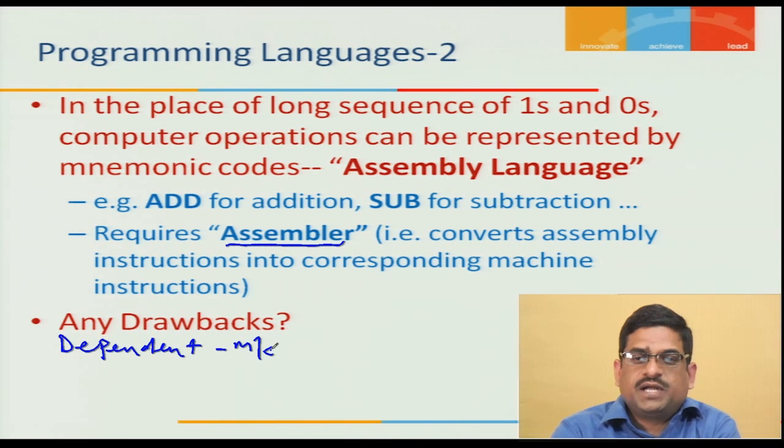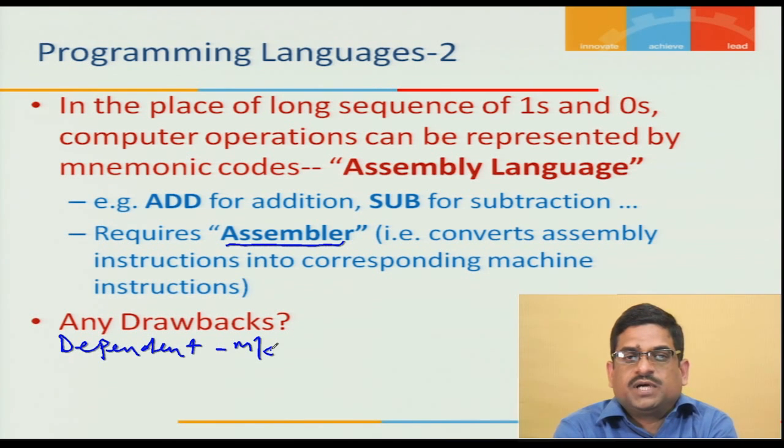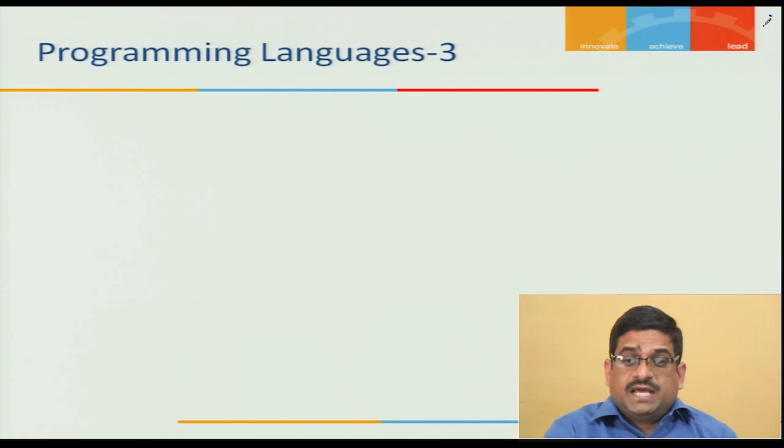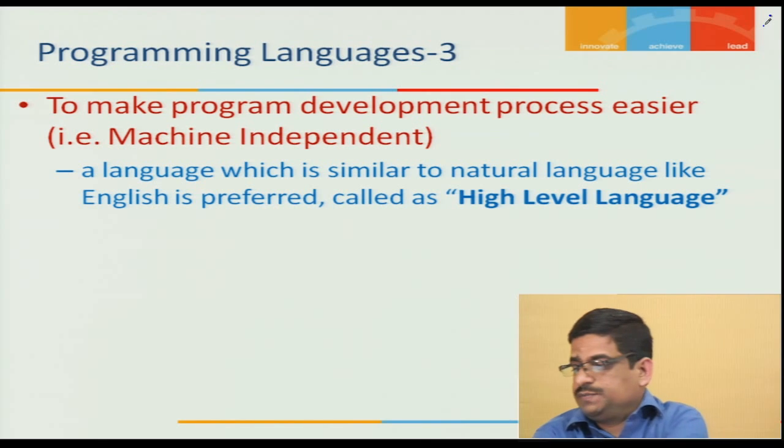It is not like you have to write a different program for the same problem for different machines: if you are running on machine type A, one program, and on machine type B, a different program. So we need that kind of abstraction from the machine, such that my program can be run on any machine once I have written it for that particular problem. For that, we have the third type of programming language, which is called a high level language.